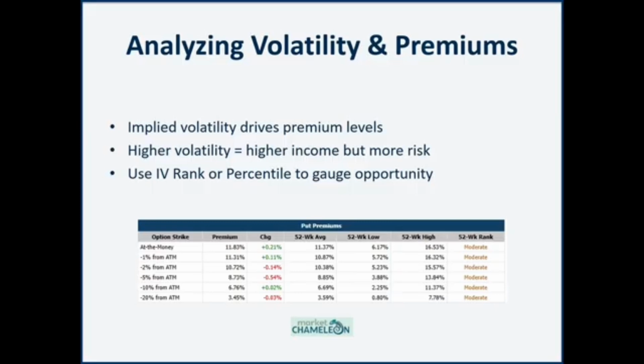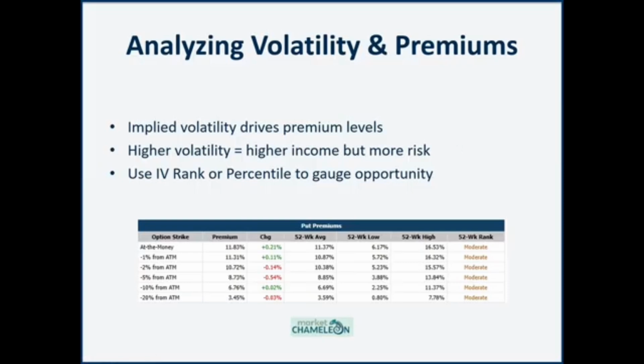So this is highly followed by option traders. It gives you an idea of how cheap or expensive a stock is. Generally speaking, higher volatility means higher income, right? Or premium, cash flow, whatever you want to call it. Higher cash, but also more risk, right? So it's just like anything else. It's a risk-return trade-off.